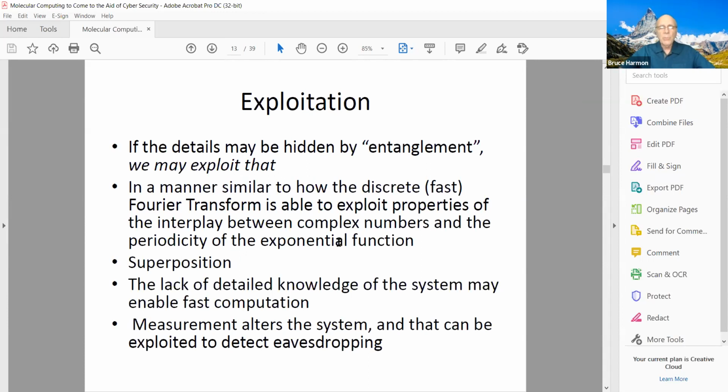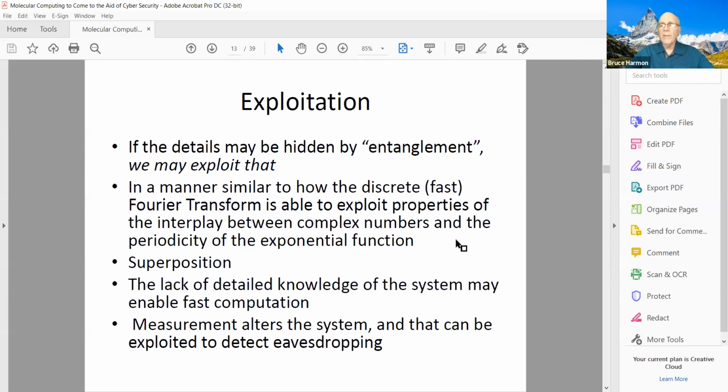And it's important to show that the discrete Fourier transform is able to exploit certain properties. So just as today, we use the discrete Fourier transform and its variant, the fast Fourier transform, to gain information about signals as to the frequency composition based on properties of the interplay between the complex numbers and the periodicity of the exponential function.